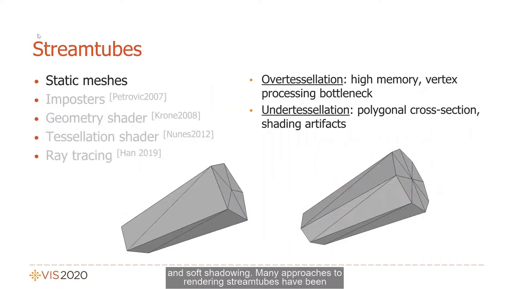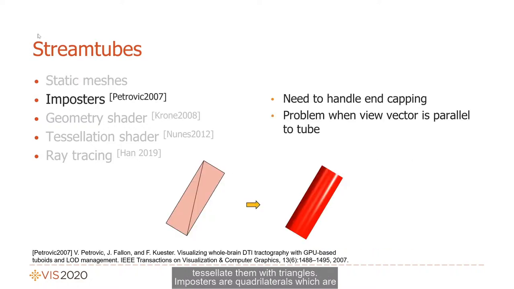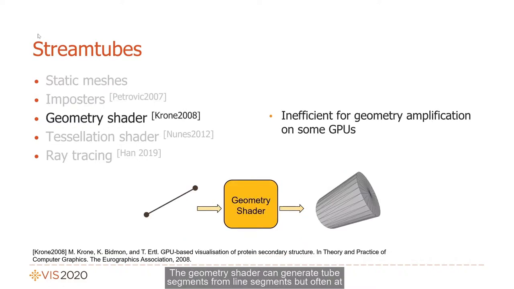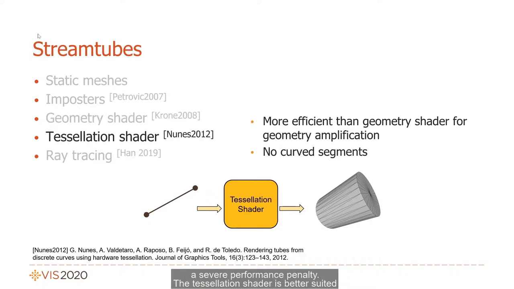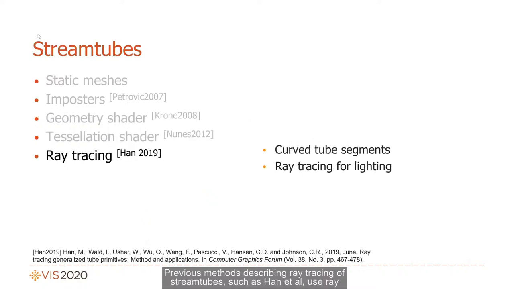Many approaches to rendering stream tubes have been proposed in the literature. A common approach is to simply tessellate them with triangles. Impostors are quadrilaterals, which are oriented to face the viewer, but shaded as if the geometry was cylindrical. The illusion can break when looking into the end of a tube. The geometry shader can generate tube segments from line segments, but often at a severe performance penalty. The tessellation shader is better suited to geometry amplification, as shown by Nunes et al. However, their approach does not address curved tube segments or lighting effects. Previous methods describing ray tracing of stream tubes, such as Han et al., use ray tracing for shading. By contrast, our approach uses the SDF representation for lighting.